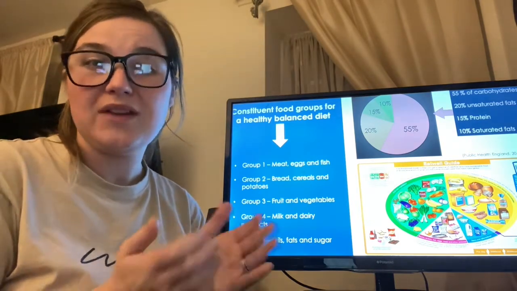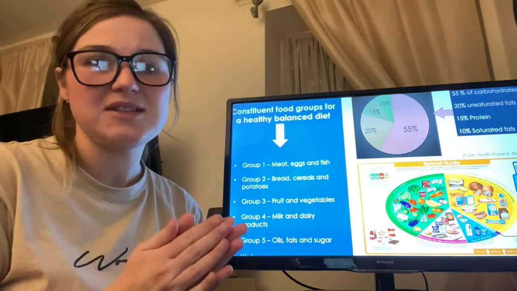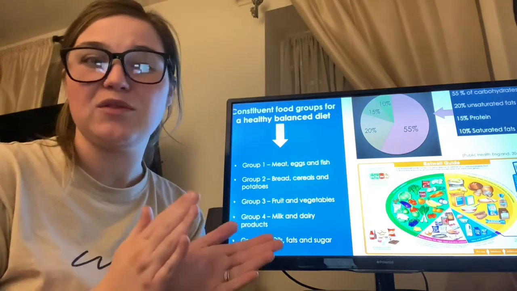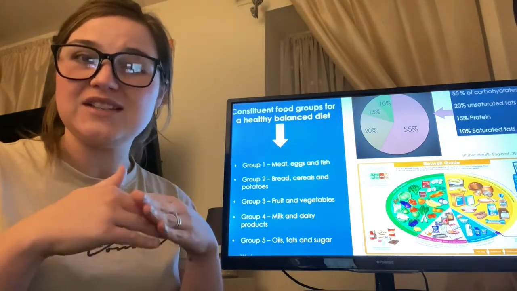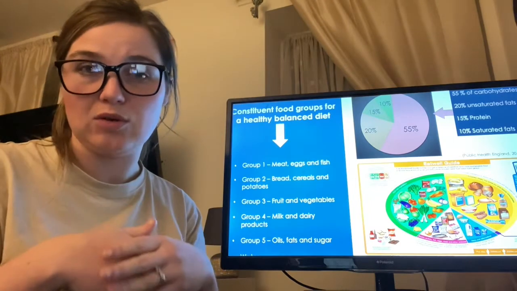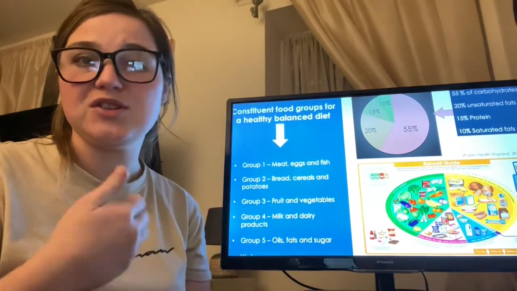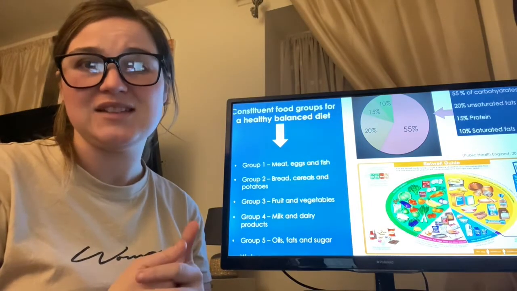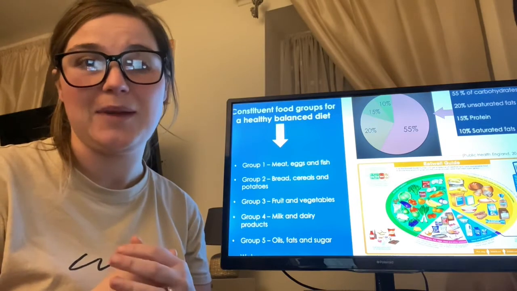So moving on to our favourite foods, group 5. This includes oil, spreads, chocolate, cakes and biscuits, and also sugary drinks. They're all very high in fat, salt and sugar. So it's better to eat these fatty foods less often and in smaller amounts. Eating too much of this food group can lead to health issues and an unhealthy lifestyle, and this group has very little nutritional value in regards to a healthy, balanced diet.